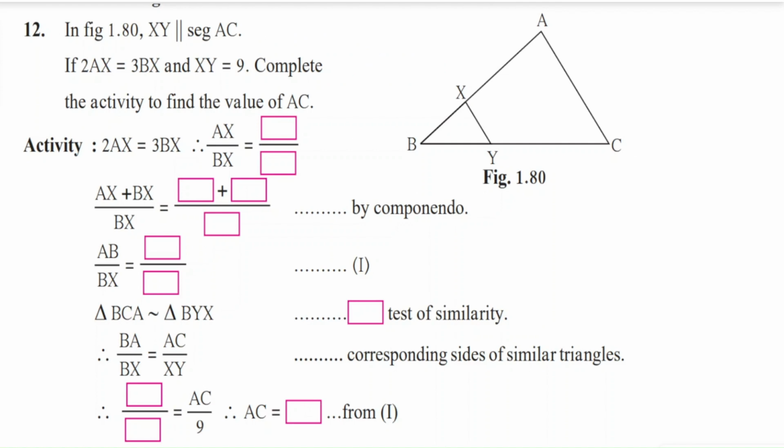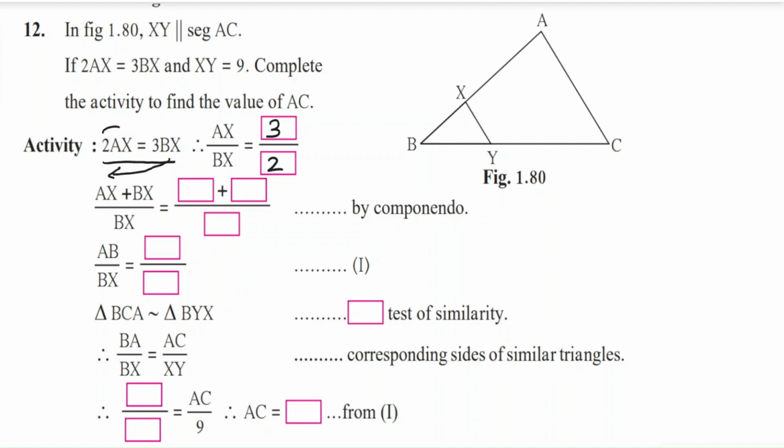Question number 12. In figure 1.80, XY is parallel to AC. If 2 into AX is equal to 3 BX and XY is equal to 9, complete the activity to find the value of AC. Now, 2 into AX is equal to 3 BX. It is given in the question. So, we are taking BX to the left hand side because it is getting multiplied, so on the left hand side it will divide. And 2 is multiplied, on the right hand side what will it be? It will divide. So, this is 3 upon 2.